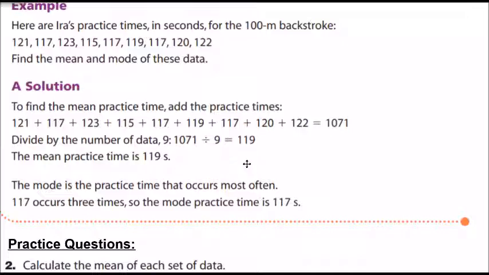The mode is the practice time that occurs the most often. So 117 occurs 3 times, 1, 2, 3 across the data. There are no other repeating ones, but we would go for the one that repeats the most. And so the mode is 117 seconds.